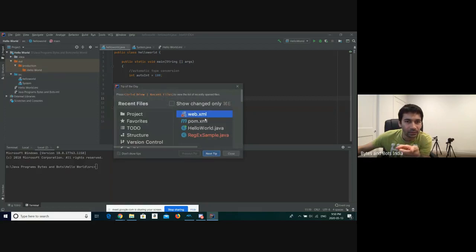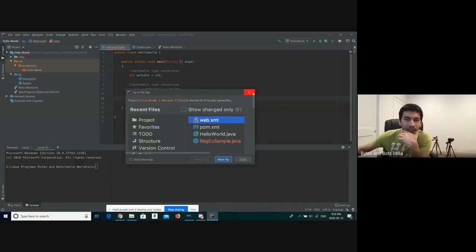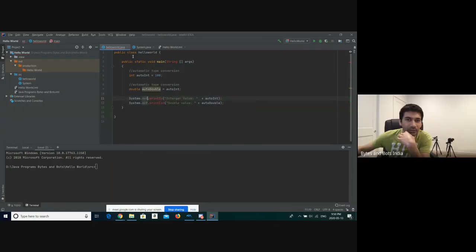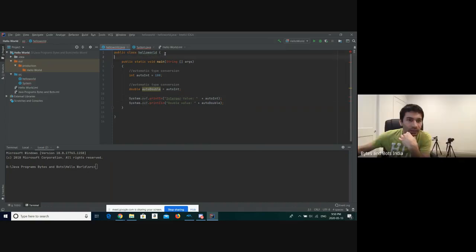Okay, there it is. You see that hello world right there? We close this tip of the day. And then in the background, you'll see this class hello world, and then you have this main function, right? Which is class? Right there. This one. Oh, okay. Yeah.